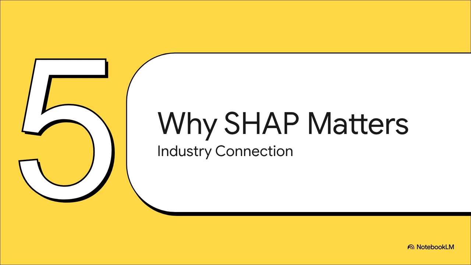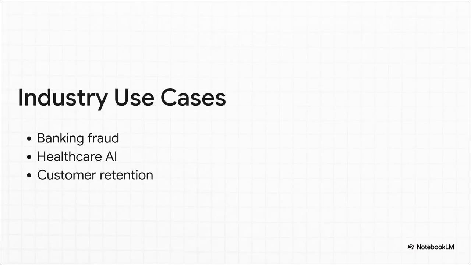And lastly, wrapping up with part 5, why SHAP matters. Let's connect this back to the real world. Companies rely heavily on these exact SHAP explanations because in high-stakes fields, think banking, fraud detection, or healthcare AI diagnostics, a prediction without a clear, explainable reason is totally useless. Honestly, sometimes it's even a legal liability. You can't just tell a doctor a patient is high risk without explaining the biological markers driving that prediction, right? And the exact same logic applies to your customer retention strategy.